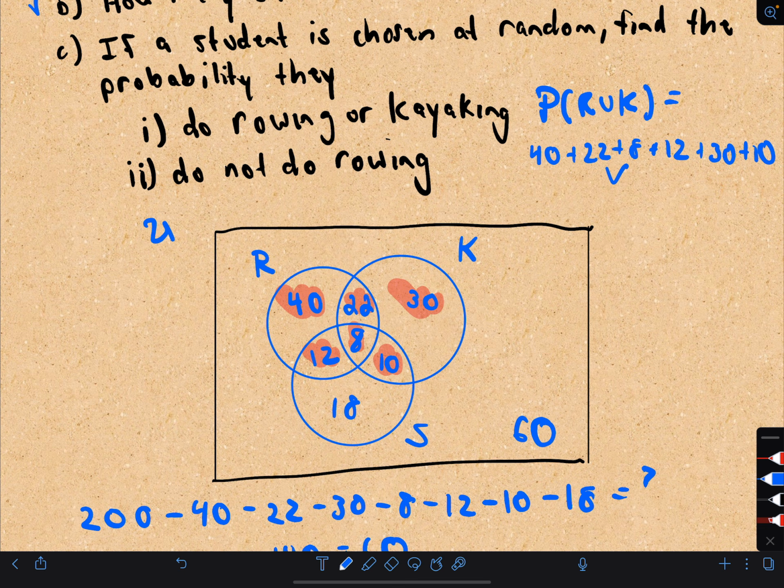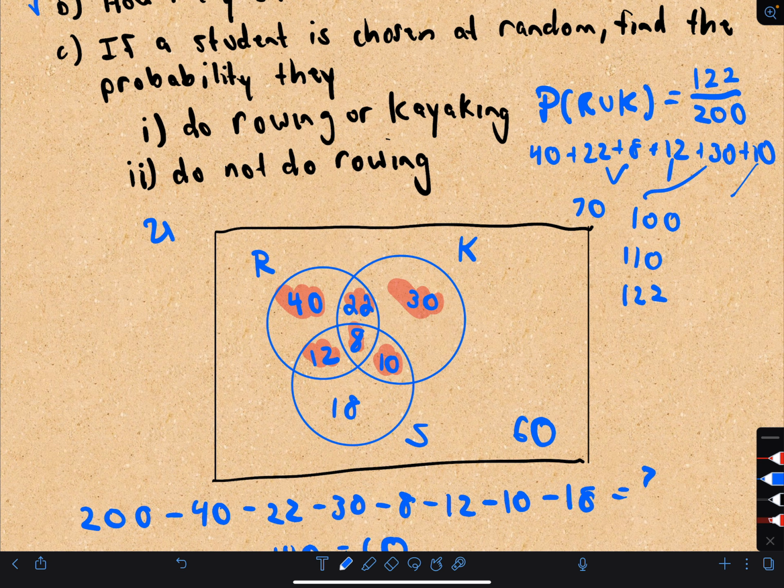So this is 30. So that's going to give us 40 plus 30, which is 70, plus another 30. That's going to give us 100, plus 10, that's 110, plus 12. That's 122. So the probability that somebody does rowing or kayaking is 122 divided by the total number of people, again, which was 200. And I'll let you simplify that one down. I'm not going to, I'll let you do that one. That one shouldn't be too bad.